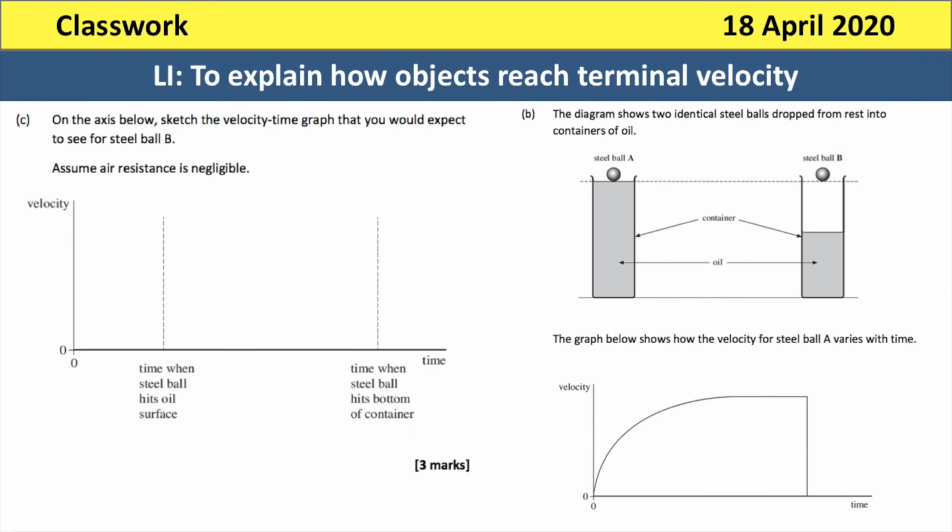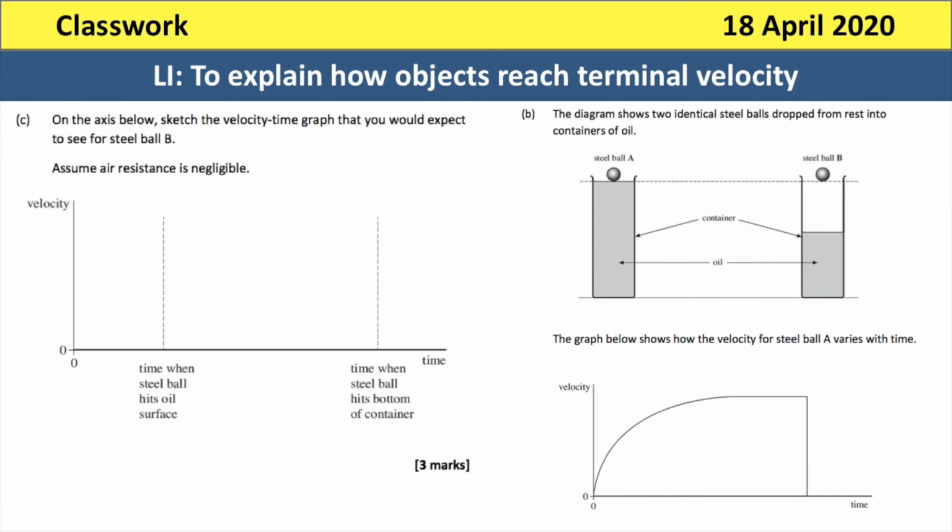Final question. On the axis below, sketch the velocity time graph that you would expect to see for ball B. Assume that air resistance is negligible. Now that statement about air resistance is essential, because if we were taking air resistance into account, you might argue that the ball might reach terminal velocity before it hits the oil, and so therefore the line would be curved initially as it is for ball A.